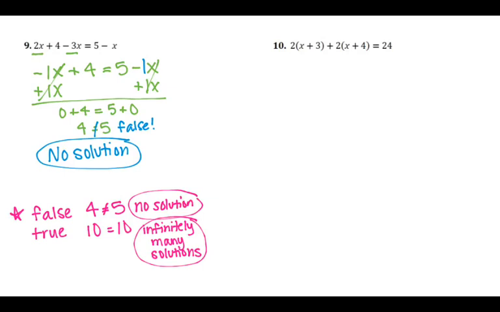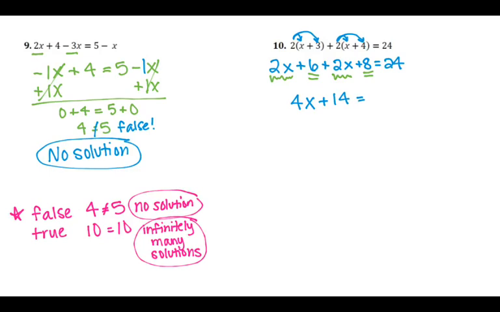Moving on, number 10, again, we have these groups of parentheses. So let's go ahead and start by distributing within each group of parentheses. So I have 2 times x is 2x, 2 times 3 is 6, 2 times x is 2x, 2 times 4 is 8, equals 24. Now let's go ahead and combine like terms. So I have 2x plus 2x, that gives me 4x, plus 6 plus 8 is 14, equals 24.